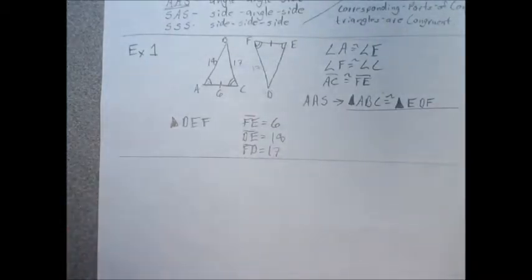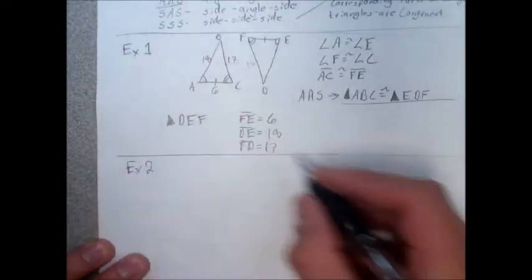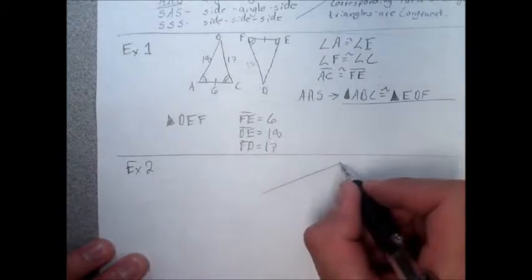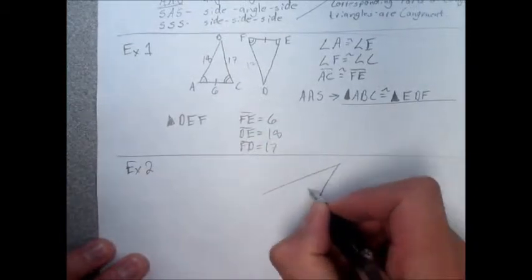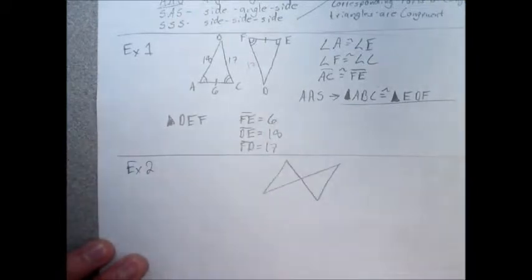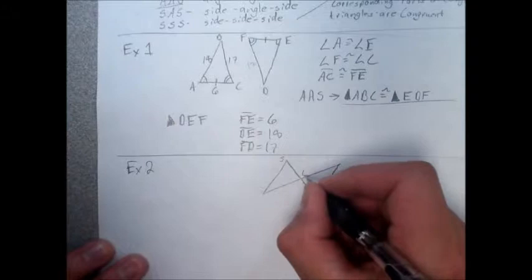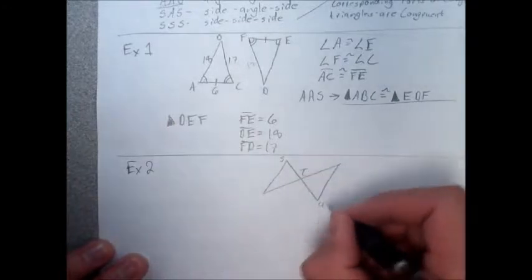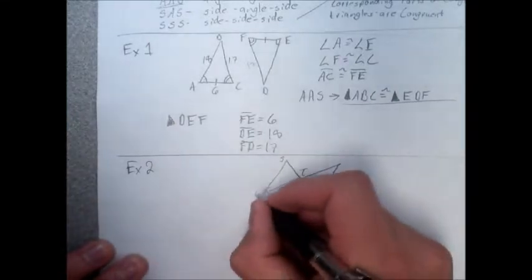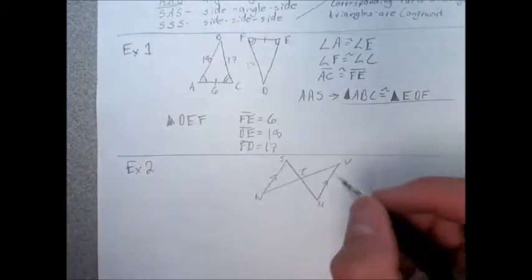Alright, here we go. Example 2. Gives us a nice little picture here. See if I can draw this correctly or not. Yeah, pretty close. So I have S, and then the intersection is at T, and then U, and WV. It marks these two to be parallel to each other.